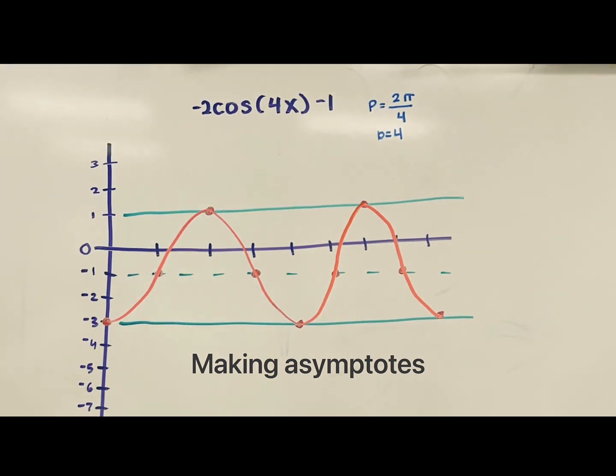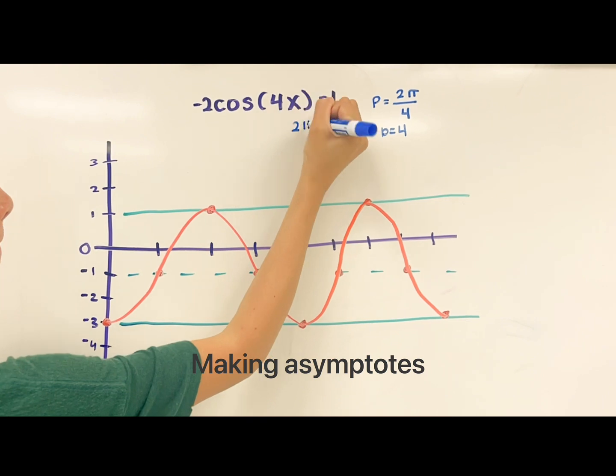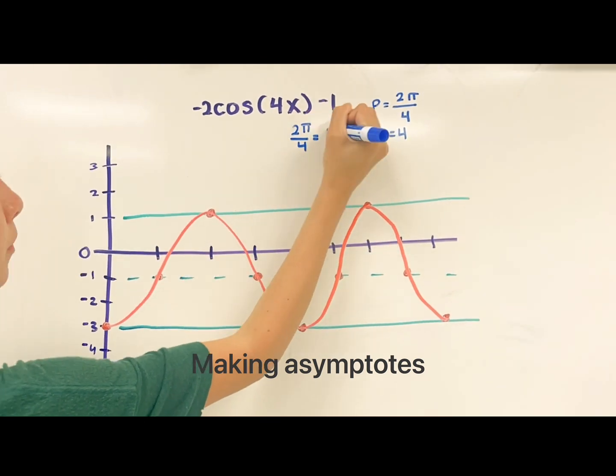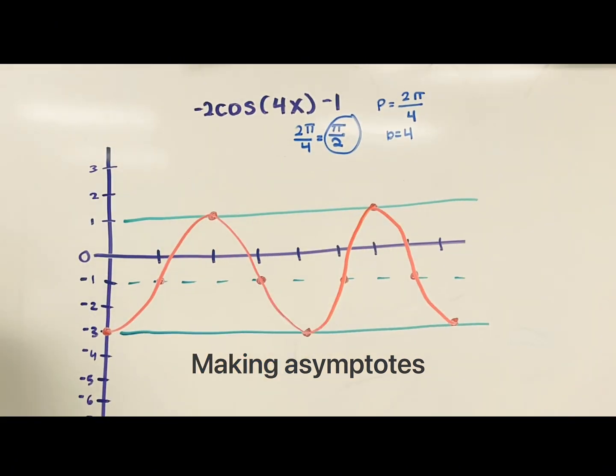Hey guys, this is Gabby, and this is part 2 where we're going to review how to graph secant graphs. So first thing we're going to do is establish our asymptotes, and we're going to do this by taking our period and dividing it by 2. In this case, I multiplied it by 1/2 because it is a fraction.